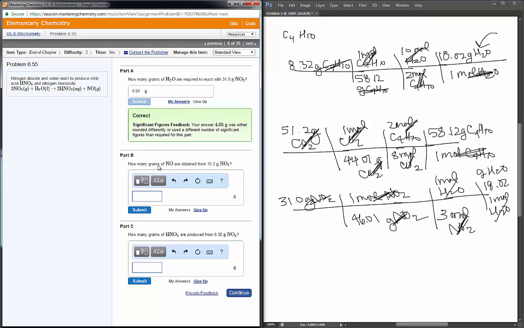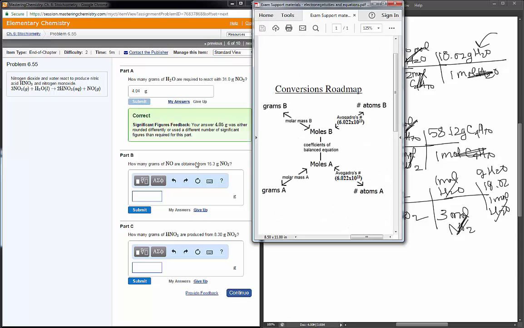Next, how many grams of NO are obtained from 15.3 grams of NO2? We're going to do the same thing. Our roadmap says if I'm given grams of one thing, in this case NO2, and they want grams of something else, in this case NO, one thing and something else are A and B, we're going to go through the conversions roadmap. So starting at grams of A, which is NO2, I'm going to use the molar mass of NO2 to find the moles of NO2.